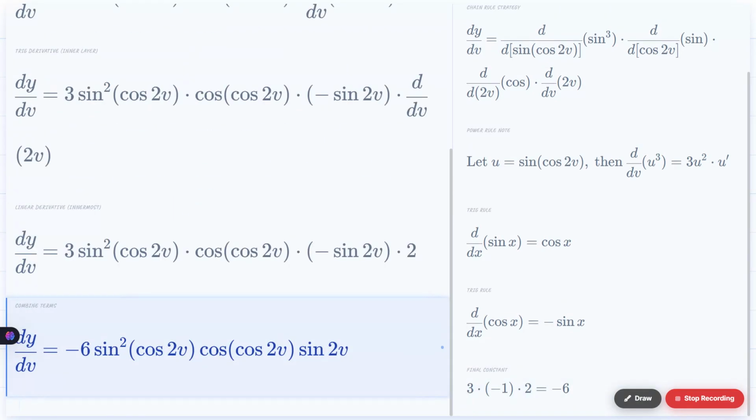We put all the parts together in a row. We do this to write the answer clearly. We group the numbers and the sine and cosine terms together.